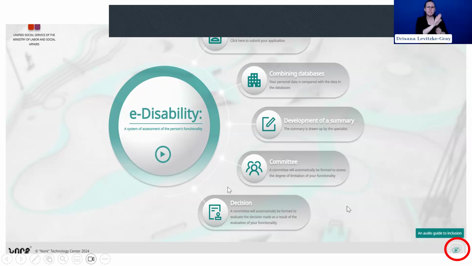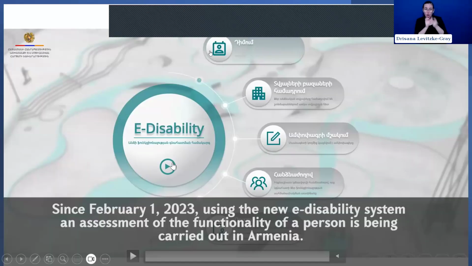So we also consider that this platform will be enriched, adding the provision of assistive technology and provision of services in order to track the quality of provided services. It also has an audiovisual guide. I will try to turn it on so you can see that those who are first-comers can see how to apply and what the process is overall.